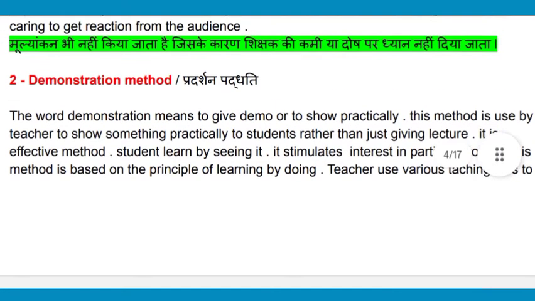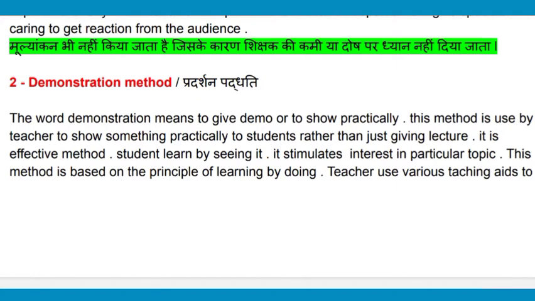Now let's see what is demonstration method. In lecture method we have already discussed that if the teacher gives a long speech, it means lecture method is basically a long serious speech. But demonstration means the teacher actually tries to teach them and show them practically. Like suppose the teacher is teaching them about parts of a flower, and the teacher is also showing them a flower as a model, then it comes under demonstration method.